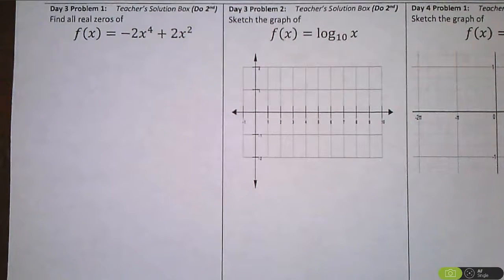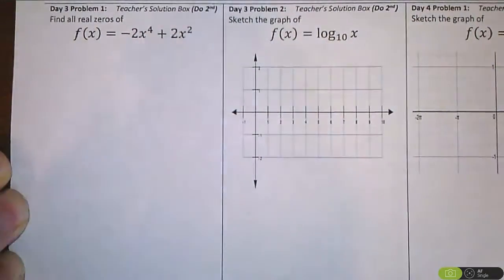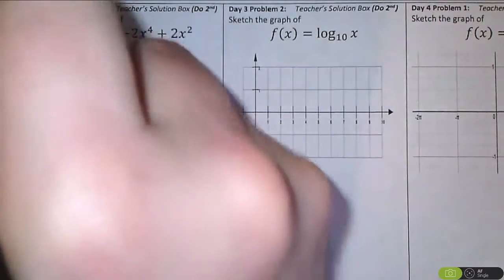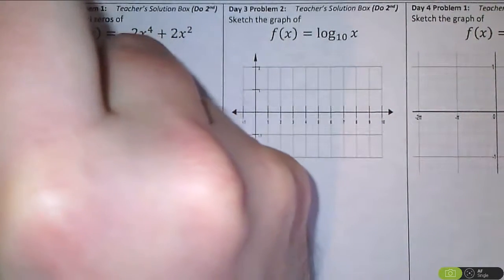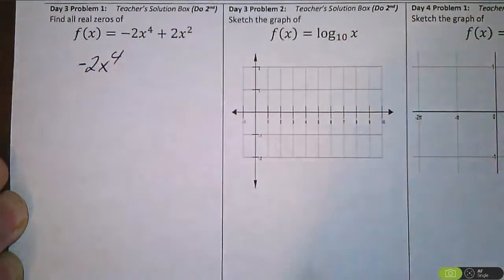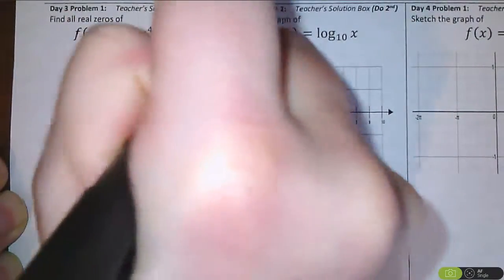Here's the answer for day 3, problem 1. Find all real zeros of this polynomial function. There are different ways to find zeros of a polynomial, but one way is to change from function notation into equation notation. So let's rewrite this as an equation. Negative 2x to the fourth power plus 2x squared equals 0.